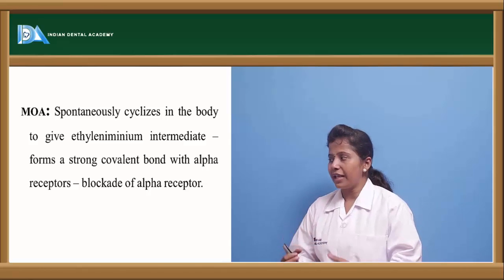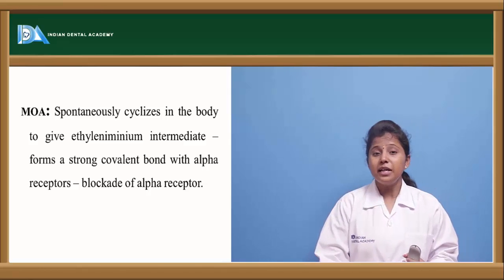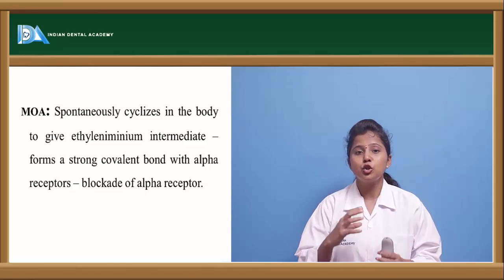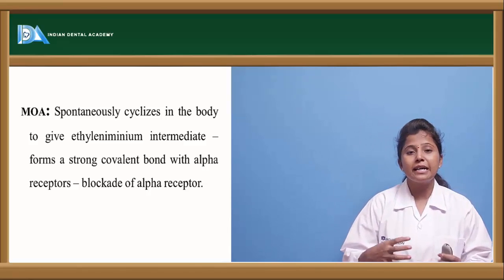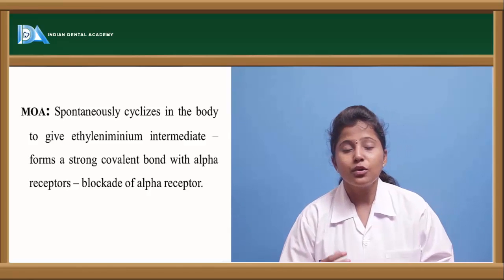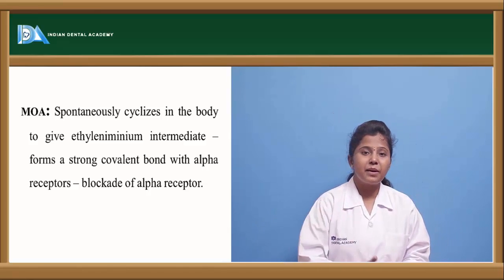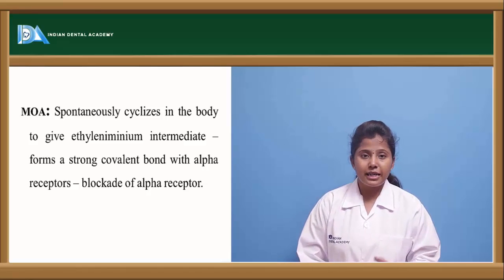Because of the intermediate which is formed, only then does this intermediate have the capability to show strong bonding capacity with the alpha receptors. It will form a strong covalent bond with the alpha receptors, and thereby the alpha receptor blockade takes place.